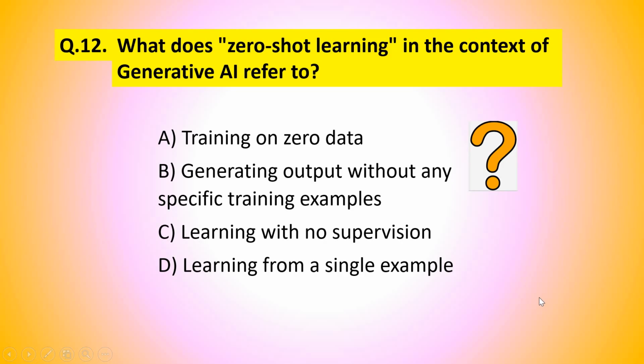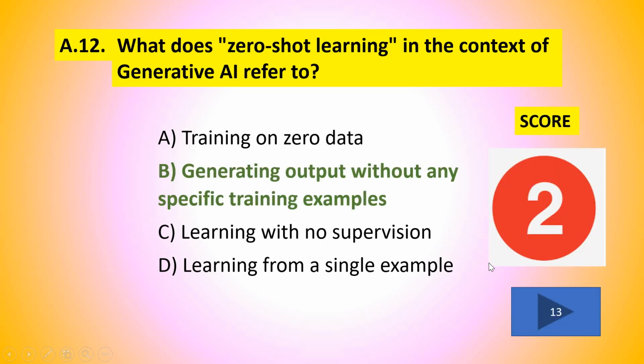What does zero-shot learning in the context of generative AI refer to? Training on zero data, generating output without any specific training examples, training with no supervision, learning from a single example. The answer is generating output without any specific training examples. Okay, now question number 13.